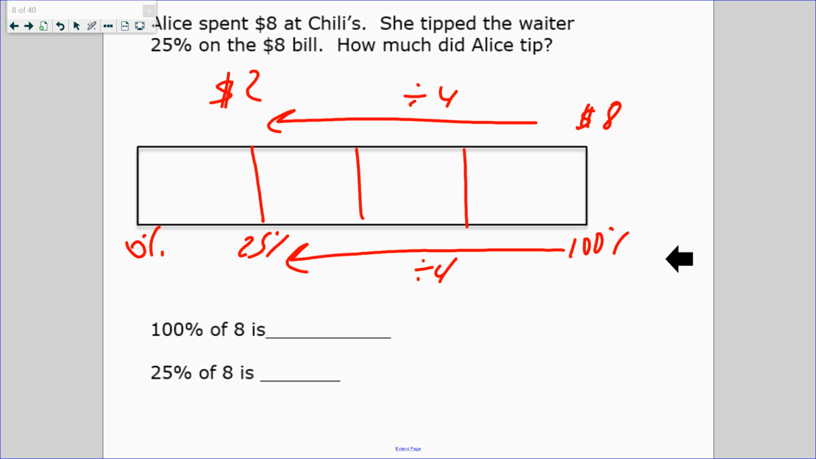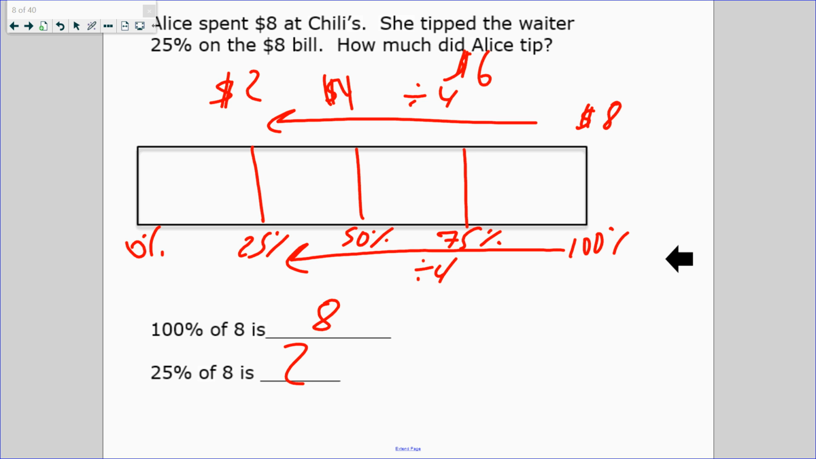So what dollar amount represents each 25%? $2. So if it is 50%, what's the relationship between 25% to 50%? Times 2. That would be $4. 75%: what is the relationship between 25% to 75%? Times 3. That would be $6. So 100% is $8. 25% is $2.